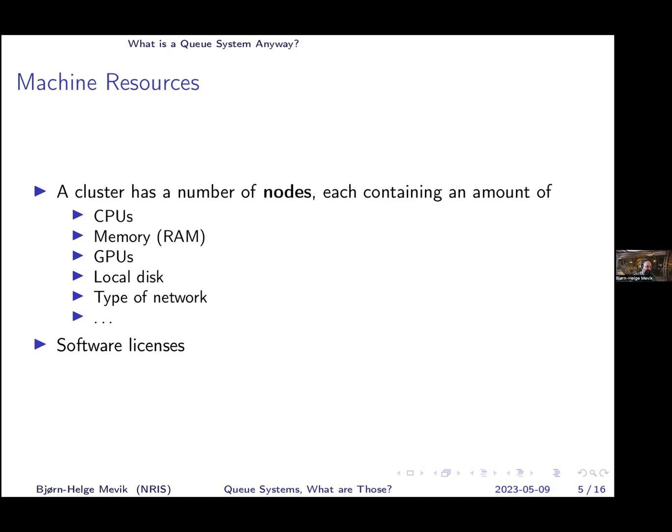And in addition to that, you have software licenses. NRIS doesn't have any licenses itself, but it does give access to, so people can use their own home universities' licenses for at least some software, like let's say MATLAB, for instance. So that has to be requested so that we don't try to start more jobs than there are free available licenses, because then the job will just crash.